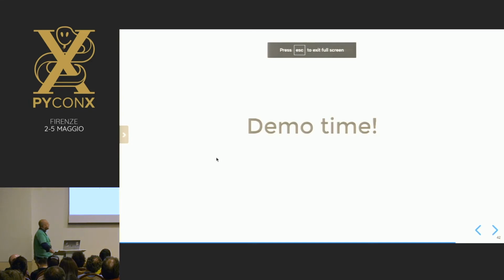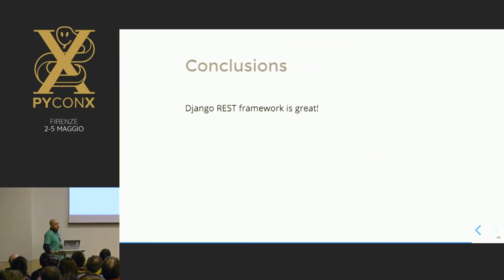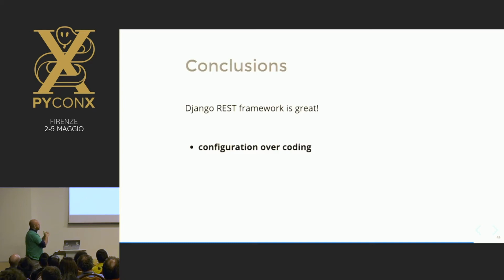Let's conclude really quick. Conclusions. So, Django REST framework is great. It is configuration over coding, because with generic views, you can really just configure your endpoints, configure your code. Of course, if you have specific requirements, you have to write some code, but this is our job, isn't it? There is built-in pagination too.